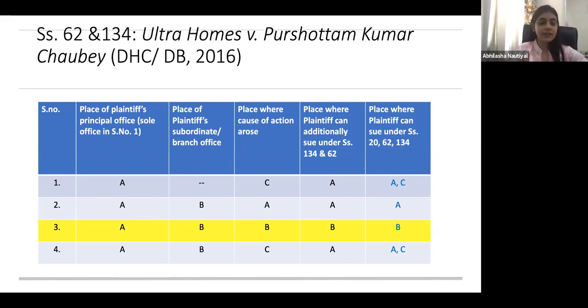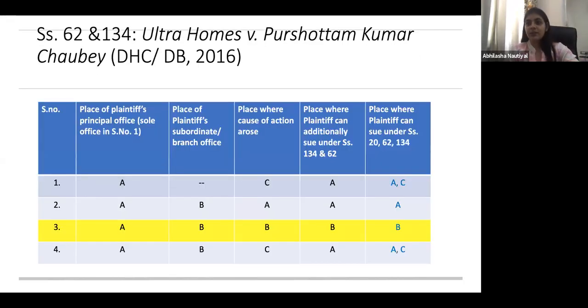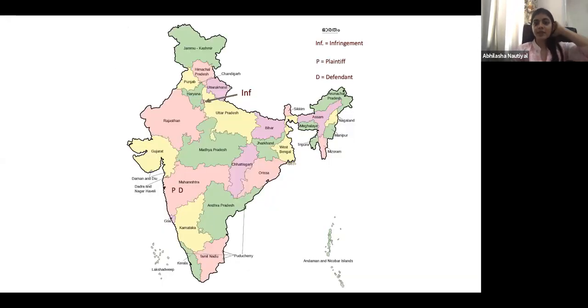So this is in general the development of the law on Section 62 and 134. Like I said, other high courts have taken different views on whether this serial number 3 example fits. So again, you have to be conscious: this law may vary. IPRS versus Sanjay Dalia, of course, is the Supreme Court of India, and then this is the Delhi High Court Division Bench, which adds this exclusion at serial number 3. Just to give you a few examples, now here if we say, for example, in this slide, infringement is in Delhi, plaintiff is in Maharashtra, and defendant is in Maharashtra.